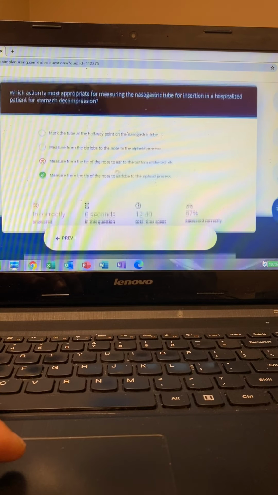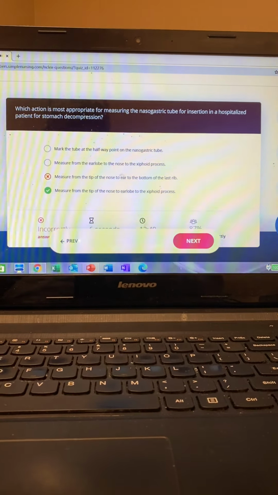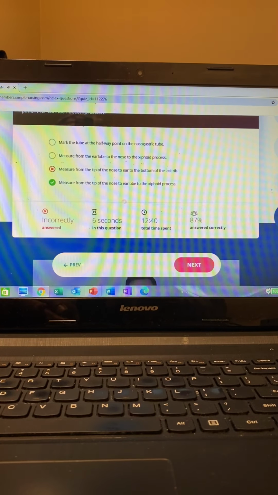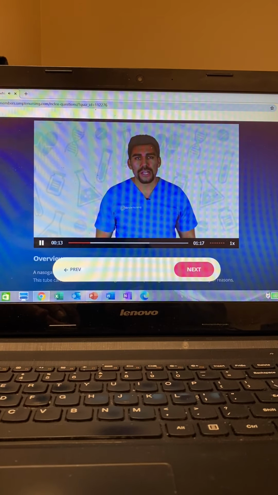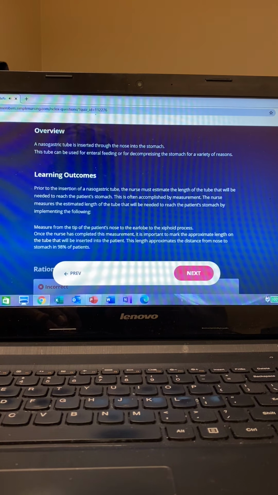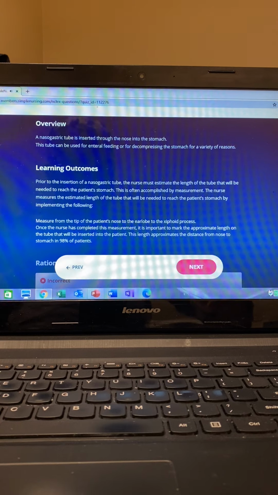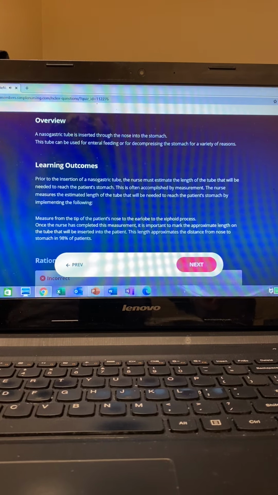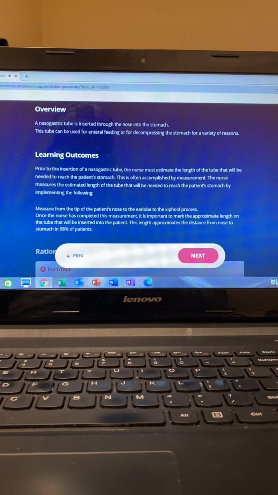Now, using our 3 steps, let's break this down. This question is asking for the most appropriate action for the key problem, measuring an NG tube for insertion in a hospitalized patient who's getting a stomach decompression. So guys, the biggest thing we're thinking is the measurement here, since that's what the question's asking. So we always measure from insertion point to the end point. So always remember, from nose to earlobe here down to the xiphoid process. So the solution we're looking for is proper measurement.